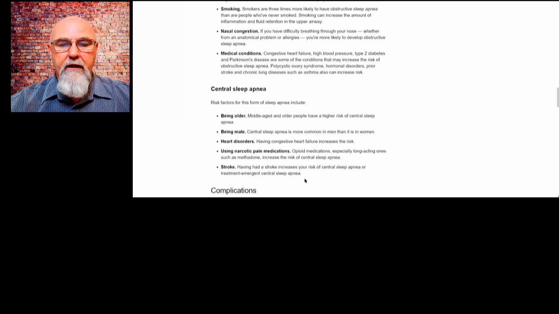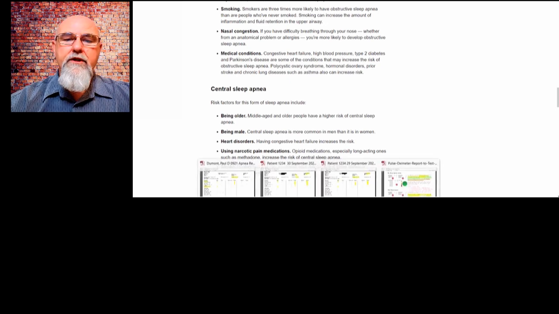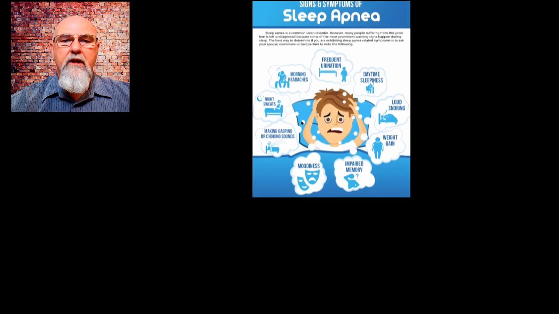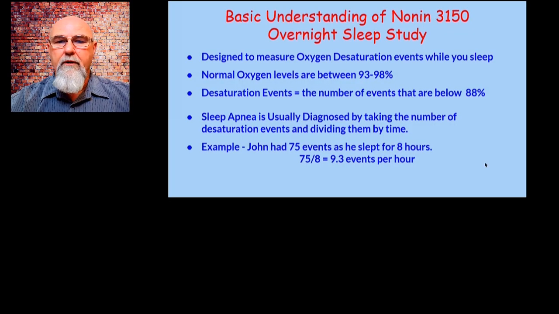So let's just jump in and talk about how it is diagnosed. Well, I just made this little simple summary here. First of all, the sleep study device that we're going to use is the Nonin 3150. Nonin makes some of the best equipment in the world for oxygen saturation measurements. It's designed to measure oxygen desaturation events. Like, how many times are you going into low oxygen? And this is measured while you're sleeping, so it's a device you wear at night.